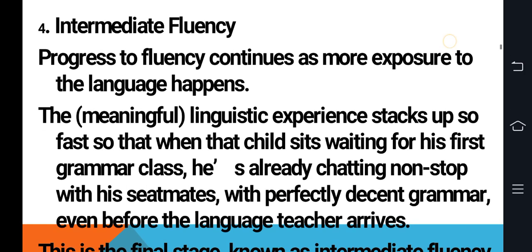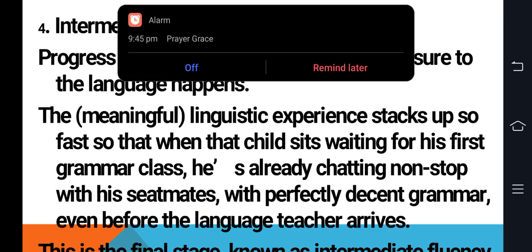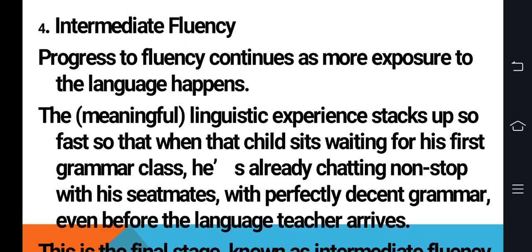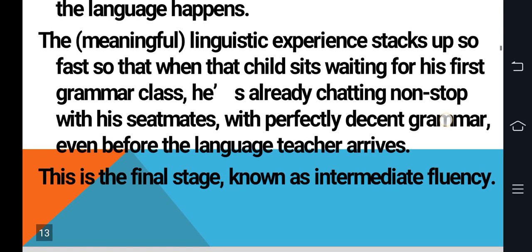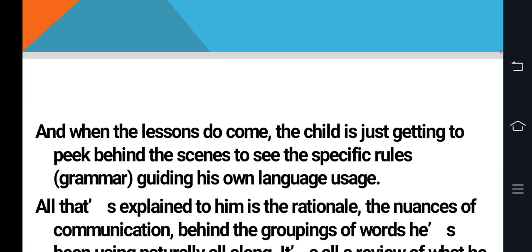The fourth part is intermediate fluency. Progress to fluency continues as more exposure to the language happens. The meaningful linguistic experience takes up so fast that when the child sits waiting for his first grammar class, he is already chatting non-stop with the seatmates with perfectly decent grammar even before the language teacher arrives. This is the final stage known as intermediate fluency.